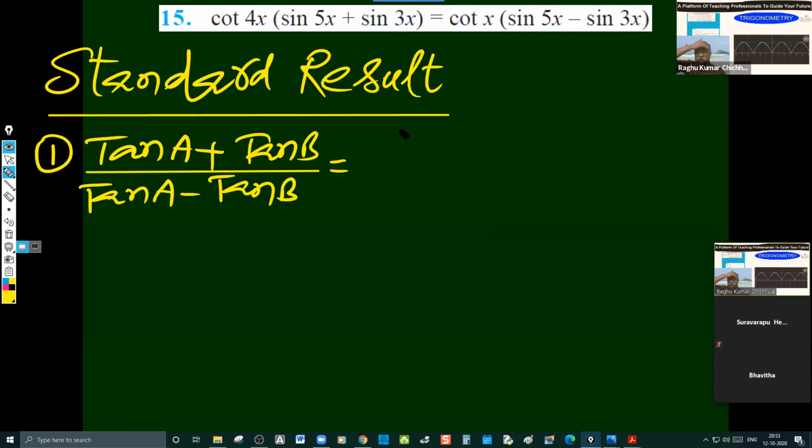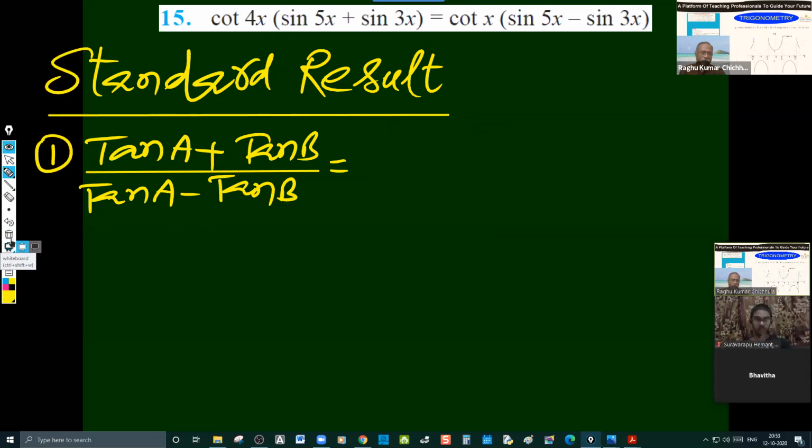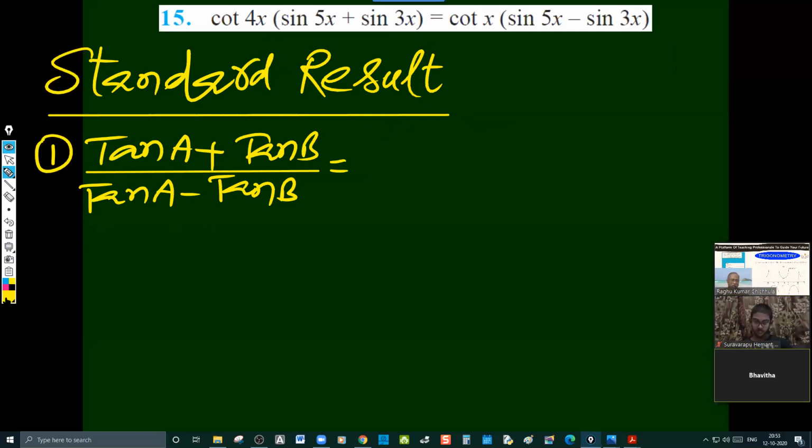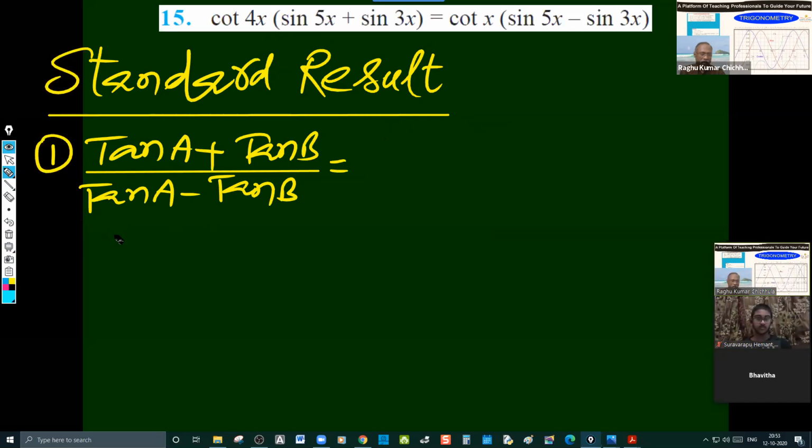Because I wrote this in terms of tan before writing it for cot. Okay, sine c plus sine d is given anyway. Okay, are you there, Bhavita? Just say this, I'm proving it. And after that, I'll ask you the result for cot. So come on, tell me, what is tan A in terms of sine and cos, please?